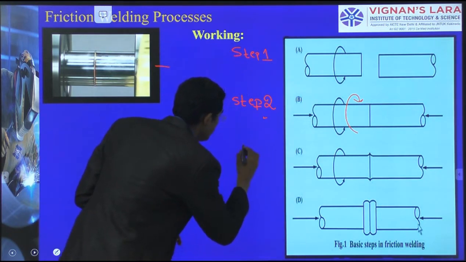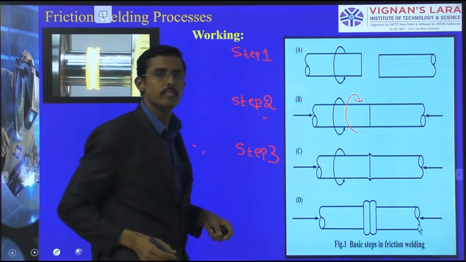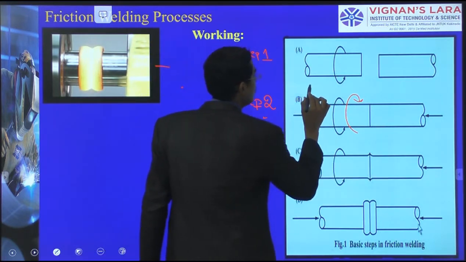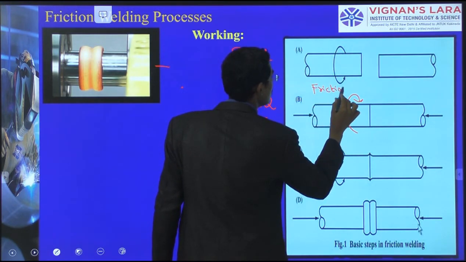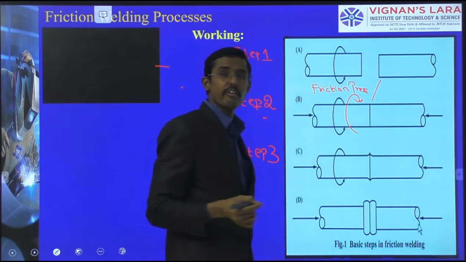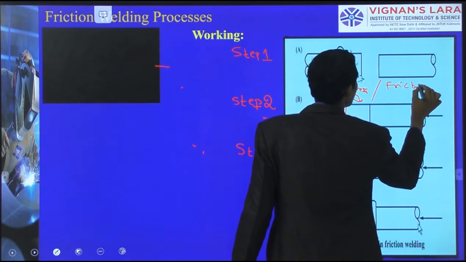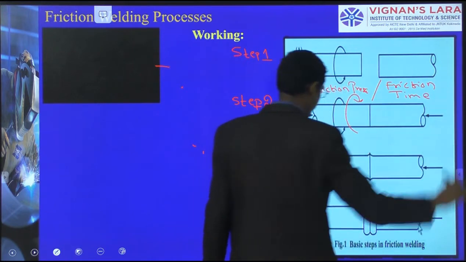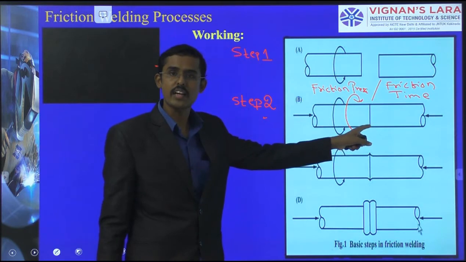Now the step 3, what I am doing, in step 3, I am applying the pressure. I am naming this as a friction pressure, for a duration of friction time. Friction occurred. Now the plastic stage has been achieved.